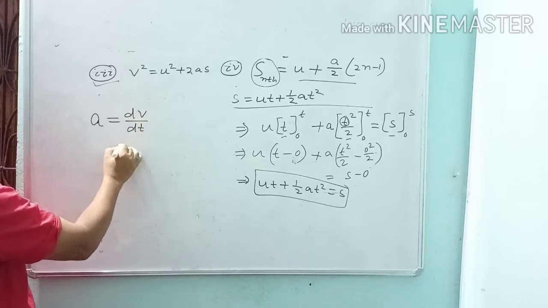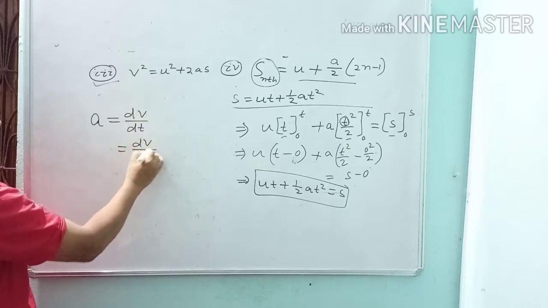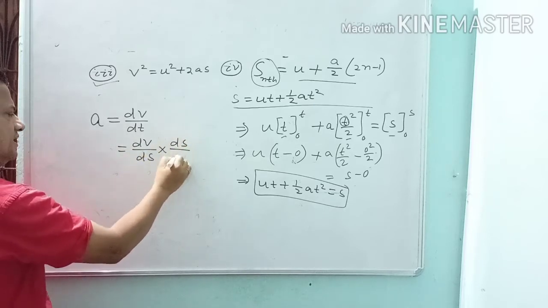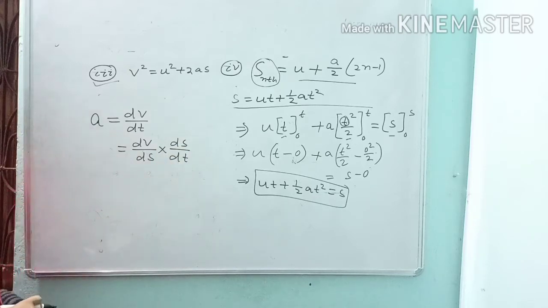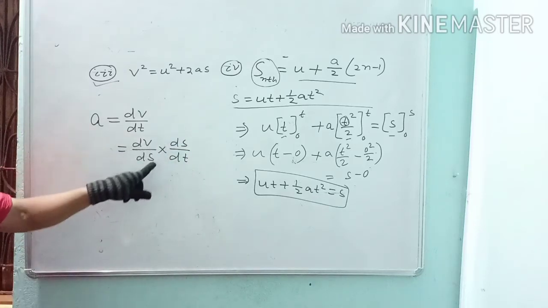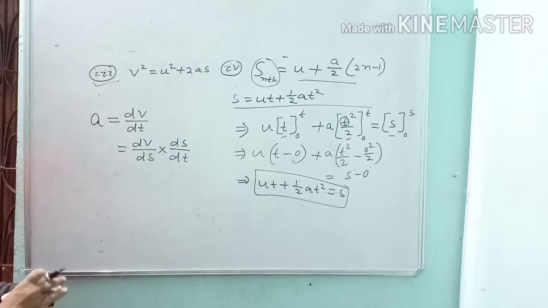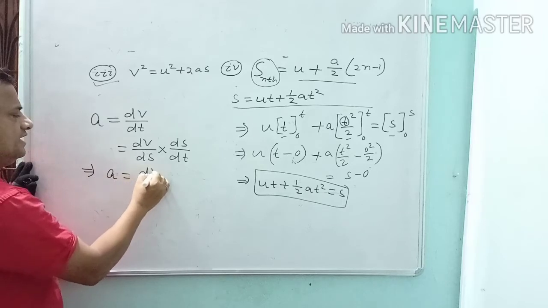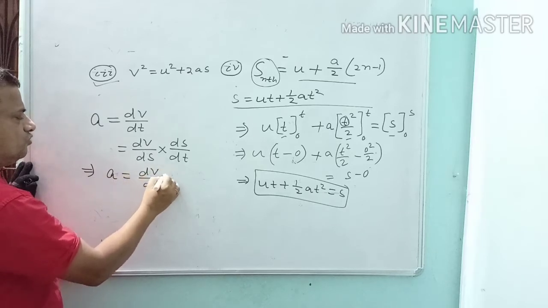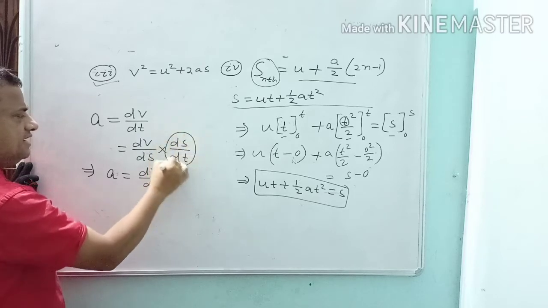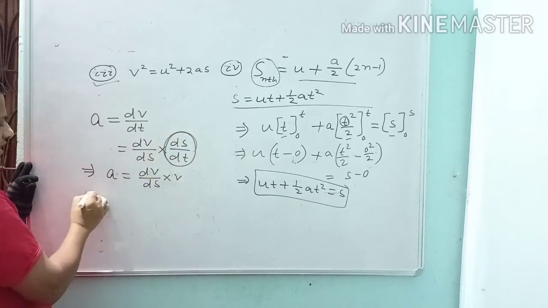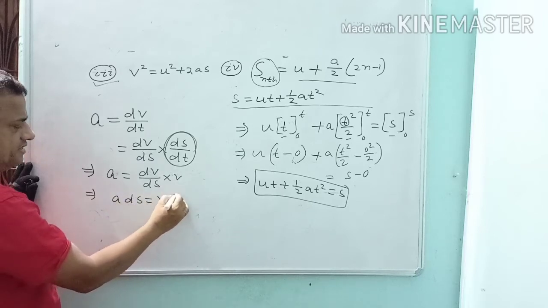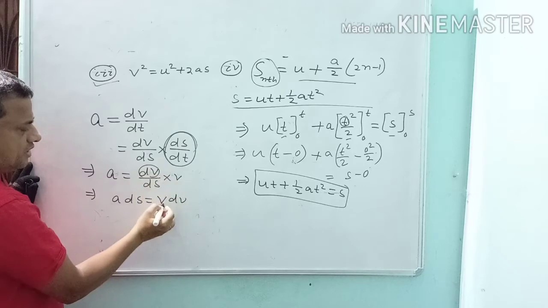And that may be written as dv by ds into ds by dt. ds is multiplied, ds is divided, no harm. So what it gives, that implies a is equal to dv by ds into v, because ds by dt is v. Now take cross multiplication: a ds is equal to v dv. dv into v means v into dv.